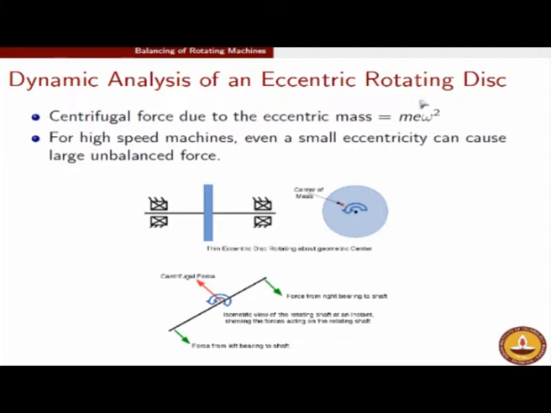And therefore we see that the total unbalanced force depends quadratically on the rotational speed, whereas it depends only linearly on the eccentricity. So a small eccentricity can cause a large unbalanced force if the speed is high, and therefore we have to take care of even micron level unbalances which are created due to manufacturing precision or whatever.